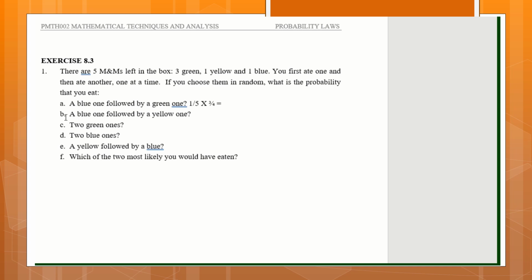Okay, I do a second one. A blue one followed by a yellow one. So the first, blue, should be 1 out of 5, correct? Times a yellow one. So yellow should be 1, so it should be 1 out of 4. The second pick will be out of 4 already.